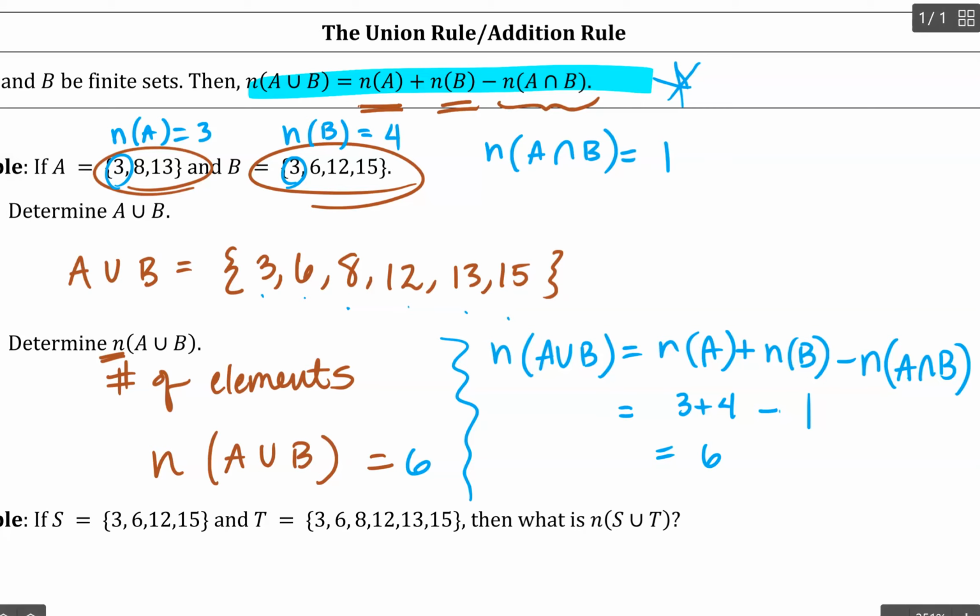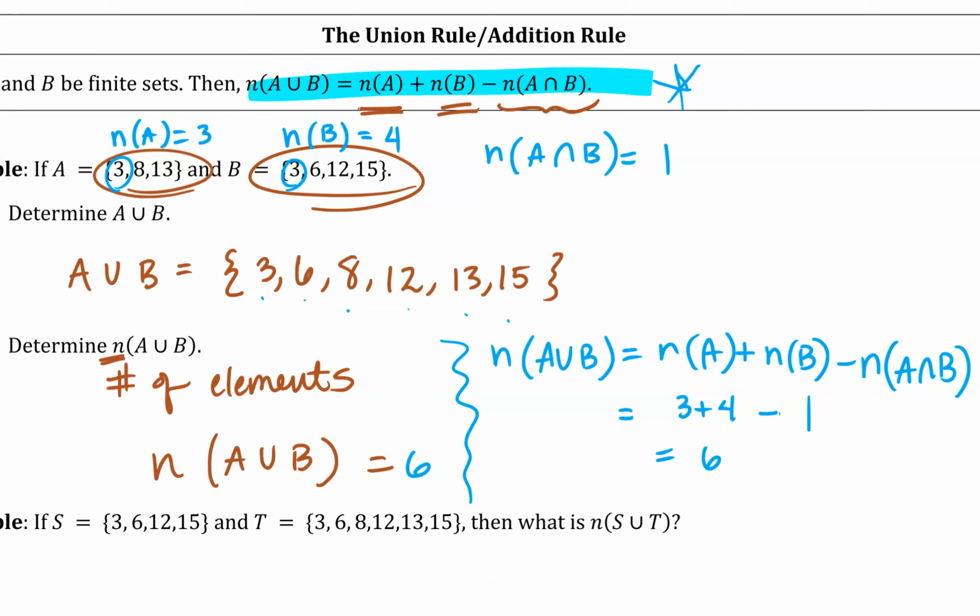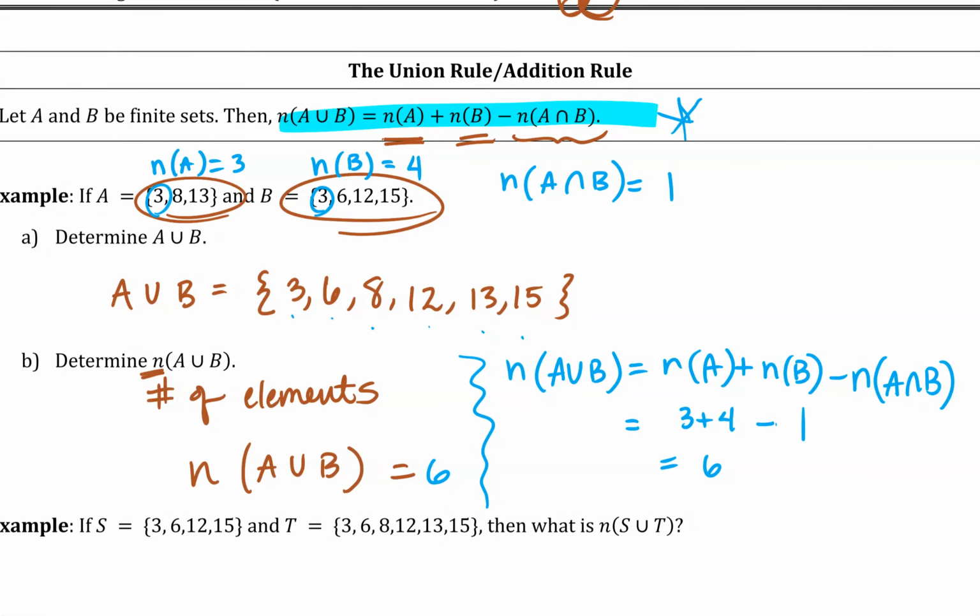So there are kind of the two ways that you can think about calculating the number of elements in the union of two sets. So the first way we did it was we calculated the actual set, and then we counted the number of elements, or we just went straight to the union addition rule. We both came out with 6. That's kind of how that works.